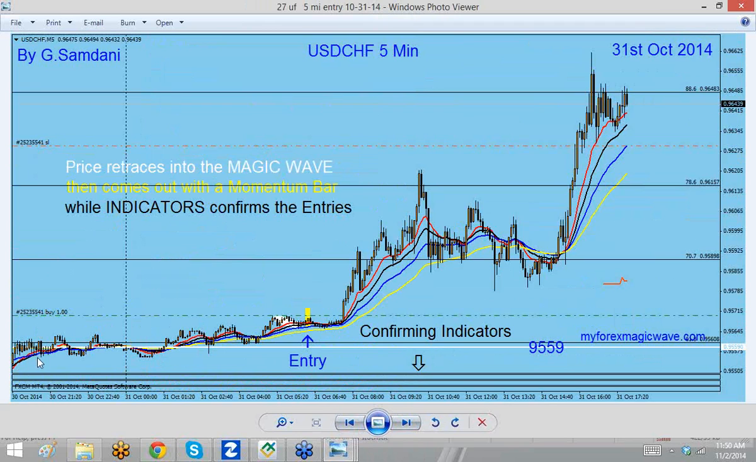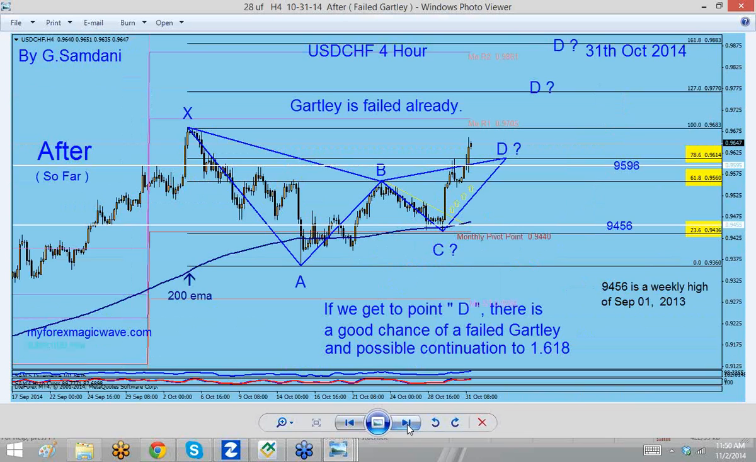So it came, tested it, started bouncing from a little bit below it, but then above it. And as soon as it started going up, showing me a bullish sign, then boom, go in using the Magic Wave strategy. So that's how the Magic Wave strategy comes very handy. And also knowing all this mumbo jumbo. So where are we going? I know where it is going.